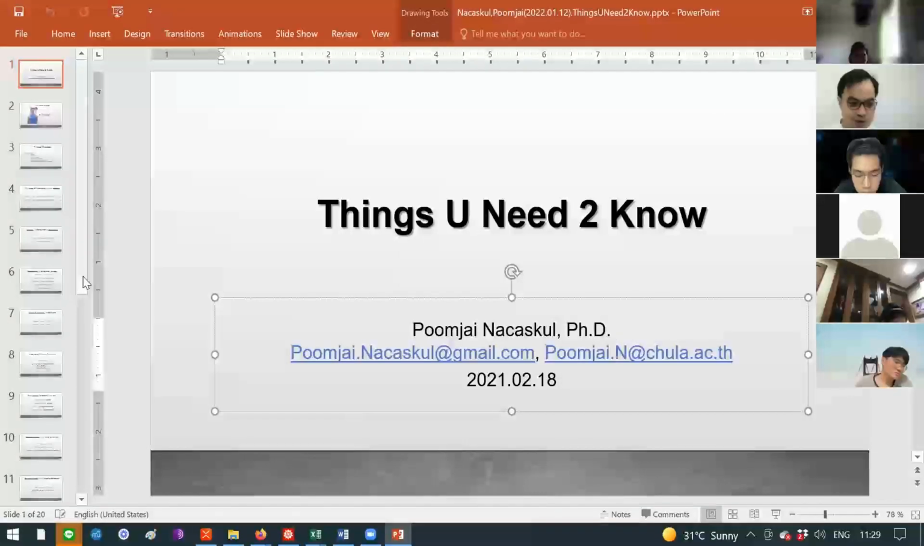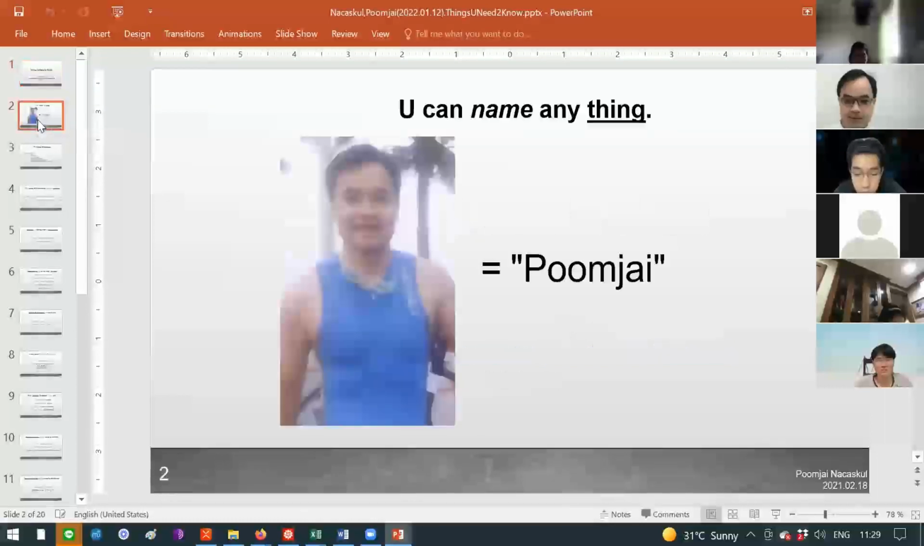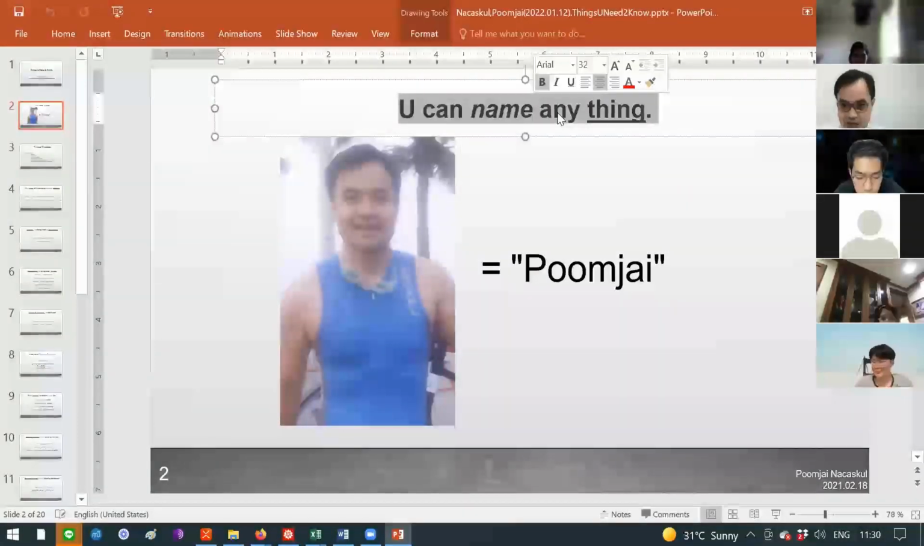Okay, let's go. We have 20 steps. Step 1, you can name anything. This, for example, is Pumjai, that's me. You can name this thing as Pumjai. It's the first thing you know. You can name anything. Again, the first thing you know is you can name anything.